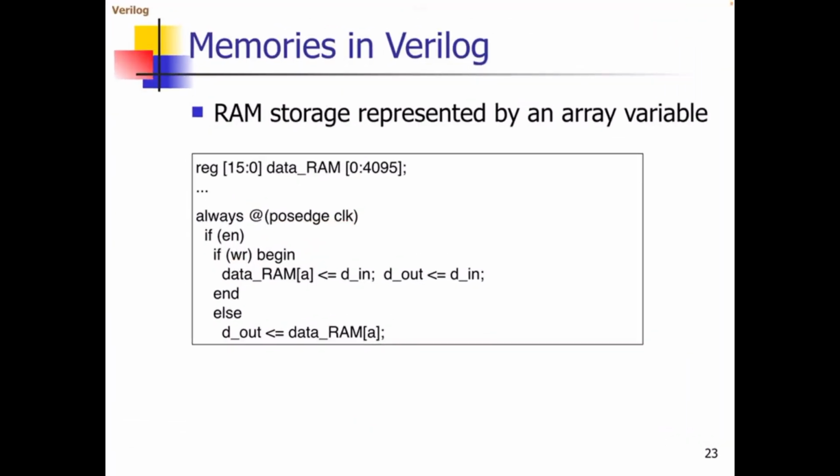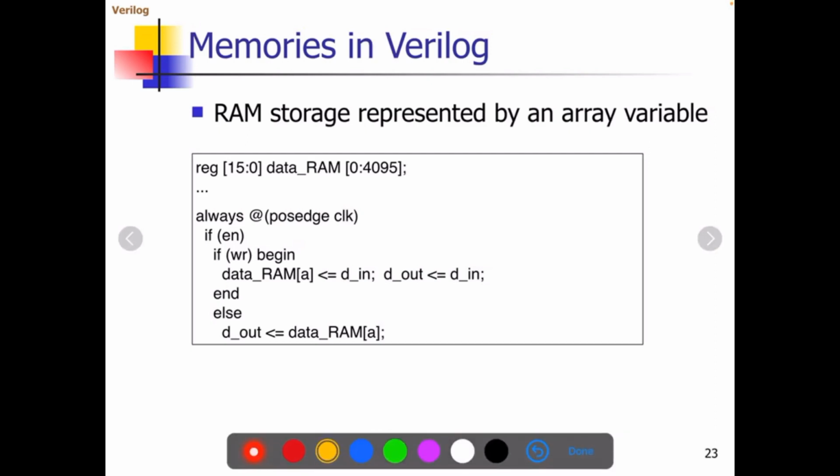Students, how do we represent memories in Verilog? We are doing digital system design using Verilog, so it is very important for us to understand how we represent memories in Verilog. Have a look at this. DataRAM is a variable. It is 15 down to 0, that is 16 bits, and the size of the array, the total number of memory locations, is 0 to 4095. So this is a 4K by 16-bit memory. 4K locations are available, and each location is 16 bits in size. That's how we have defined the memory.